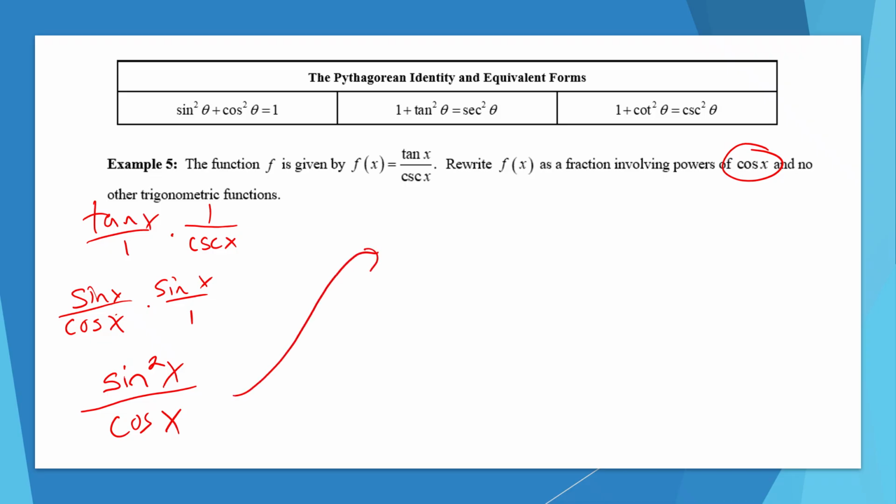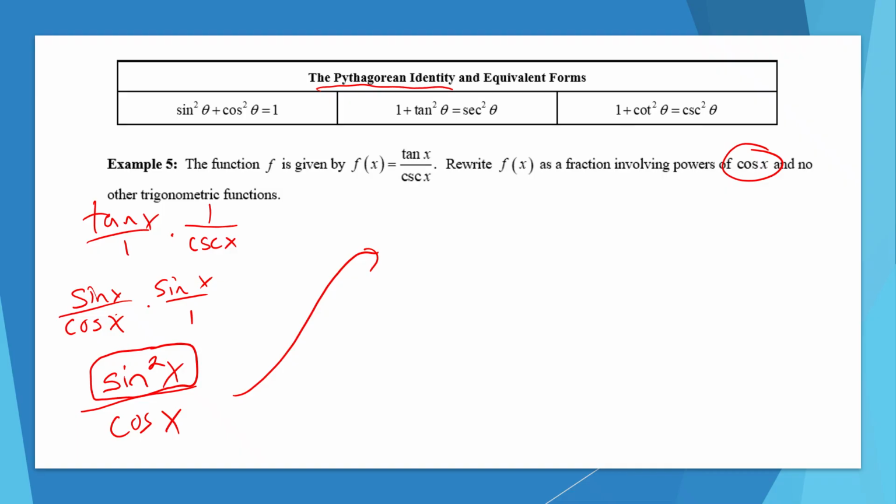And now here, I see, oh, well, I have sine and I have cosine, but there's no trig identity that relates sine and cosine. But here's the key. Whenever you see a trig function squared, that's probably going to be a key to use the Pythagorean identity, more than likely. Not all the time, but more than likely.